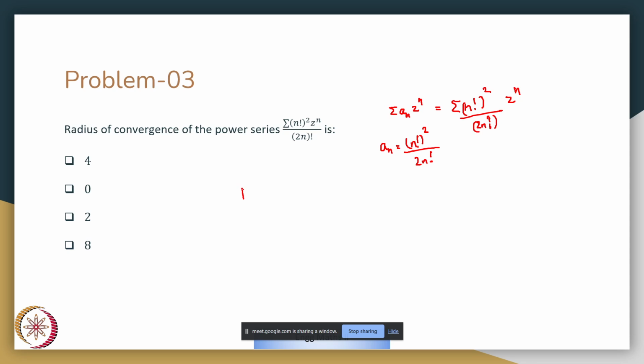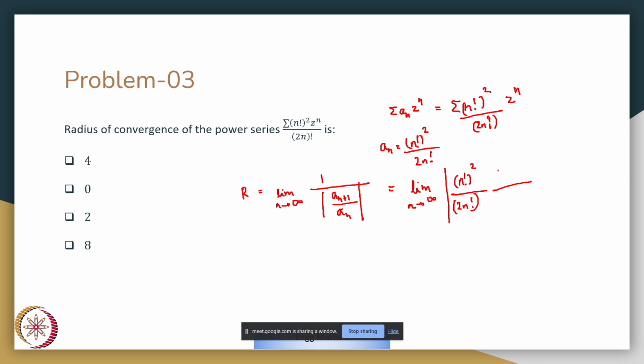If I want to take the radius of convergence, it is nothing but limit n tends to infinity of modulo of a n by a n plus 1, which is nothing but limit n tends to infinity of modulo of (n factorial) square upon 2n factorial into (2n plus 2) factorial upon (n plus 1 factorial) square.